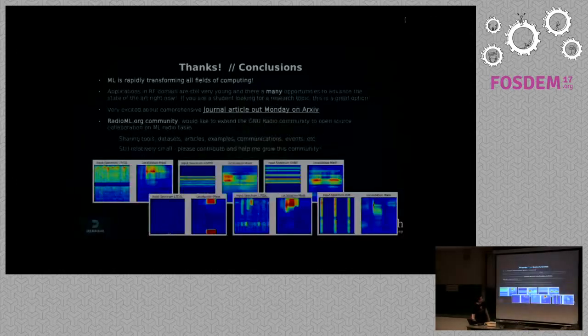Right, so ML is affecting a lot of fields in computing very quickly right now, which is pretty exciting. And the area of applying this to the RF and radio domain is super young. There's really not much work out there yet at all. And so I think if you're a student right now looking for topics to work on, this is super ripe, and I wouldn't point you anywhere else. But obviously I'm a little biased.